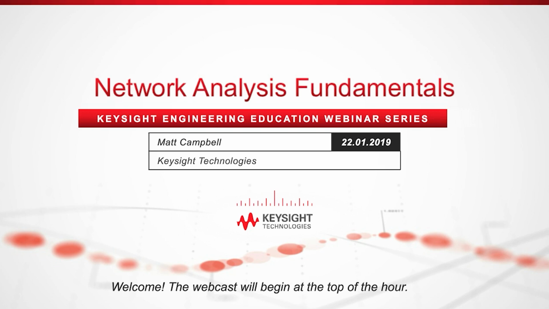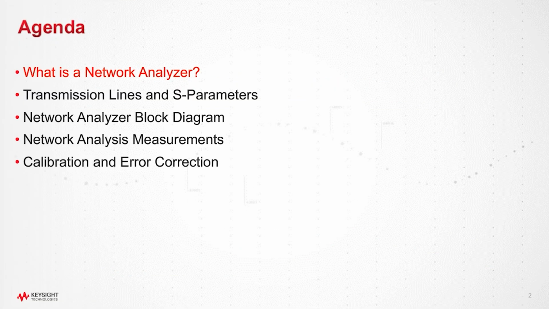So today, first we're going to go over what a network analyzer is, and then we'll talk about the transmission line and S-parameter theory. After that, we'll go over the block diagram of network analyzers and see what's going on inside them, and then we'll see what kind of measurements you can make with a network analyzer. Finally, we'll finish out with some talk about calibration and error correction.